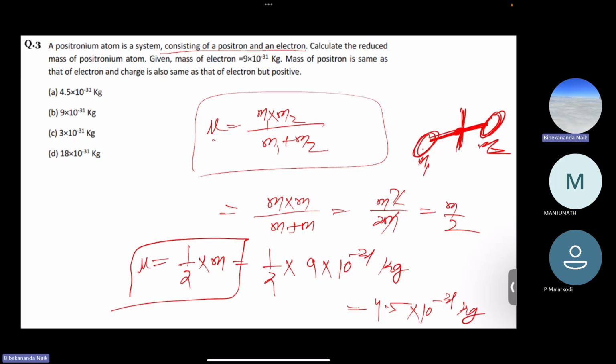Like in the last class also, you were asking about X-rays, so I discussed a few things. If you want to discuss in more detail, you can, because the main aim of this interaction session is to interact with you and to clear your doubts.